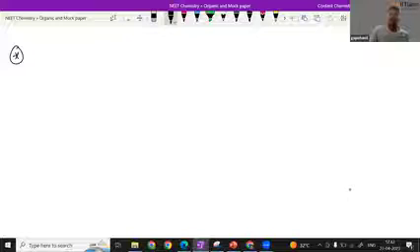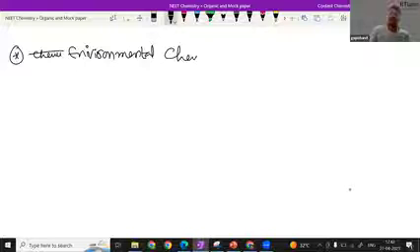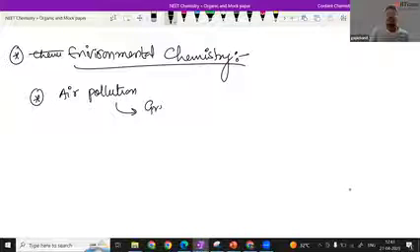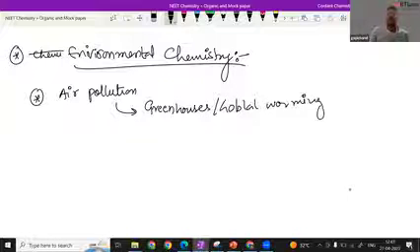Remember, in environmental chemistry, the topics on air pollution are very important. The questions usually come from air pollution, especially about the greenhouse gases. This has been asked for so many years. Or they will ask which is responsible for global warming, and they will ask about acid rain.